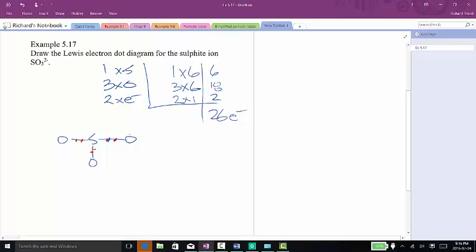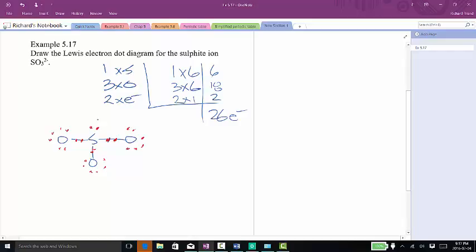Now, each of the outside atoms, the oxygens, each oxygen actually sees 2 electrons. It wants to see 8, so it needs 6 more. So I'm going to give each oxygen 6 more valence electrons. And finally, the last oxygen gets its 6. Now I look at the central atom. Central atom only has 2, 4, 6 electrons around it. It's got to have 8, so I'm going to give it 2 more.